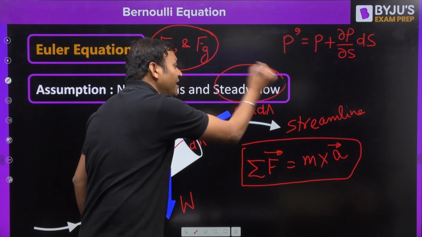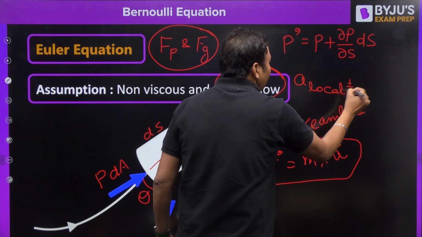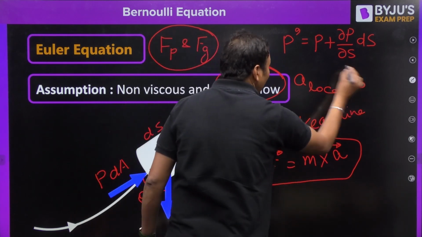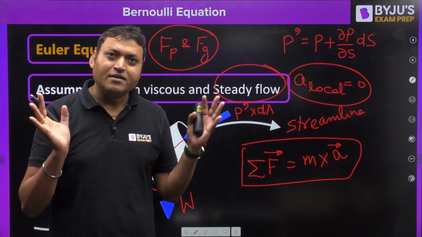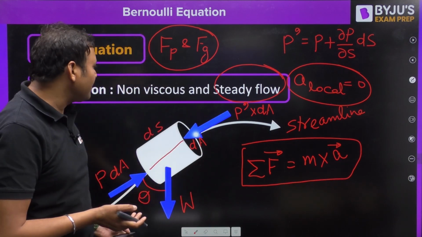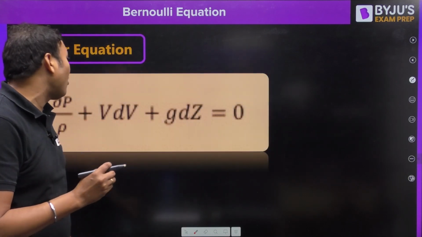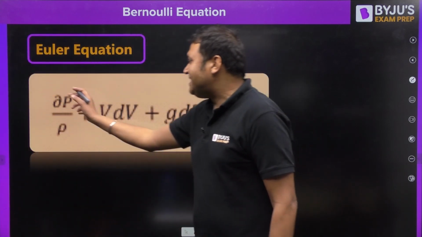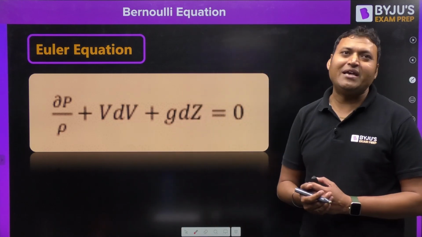Because the flow is steady, local acceleration, the temporal acceleration, will be zero, and only convective acceleration will come into the picture. So if we write the mathematical expression for Newton's second law along the flow direction, along the tangential direction, we obtain the differential form of the Euler equation, that is dP/rho + V dV + g dz = 0.